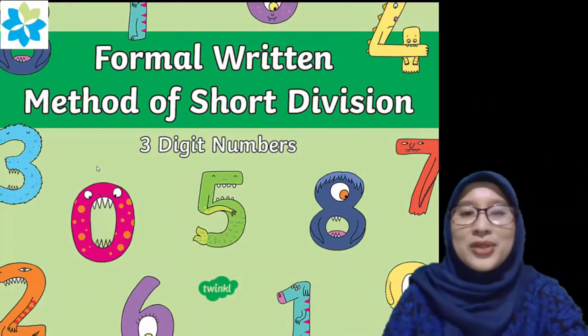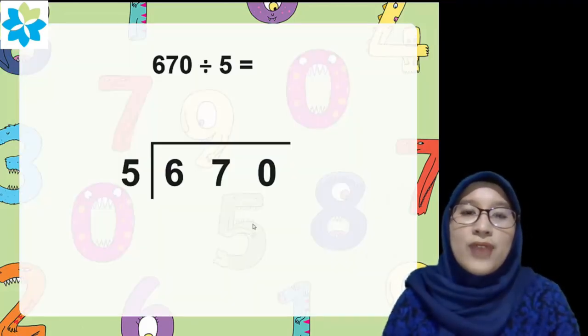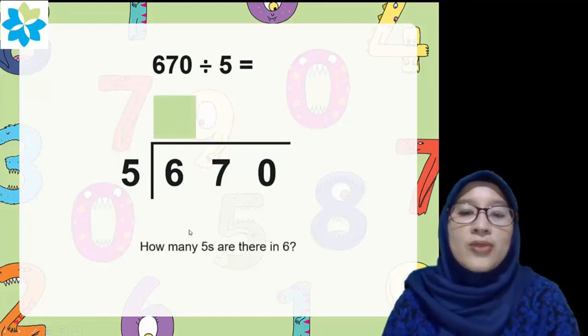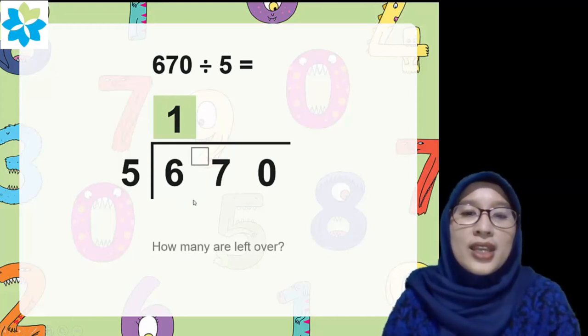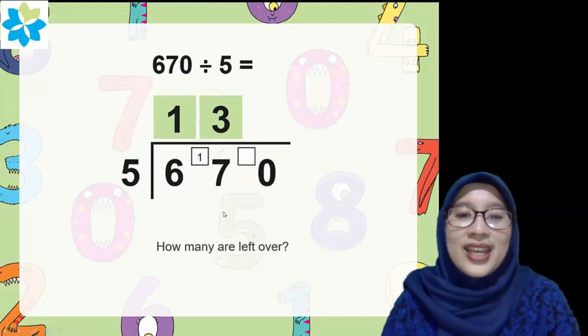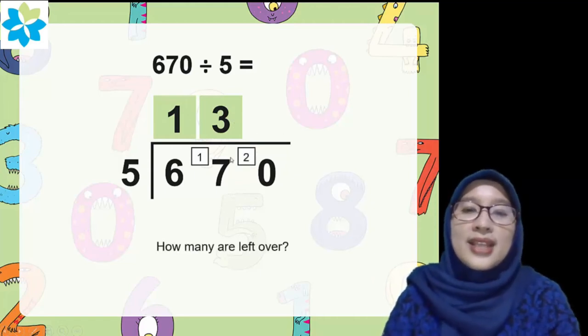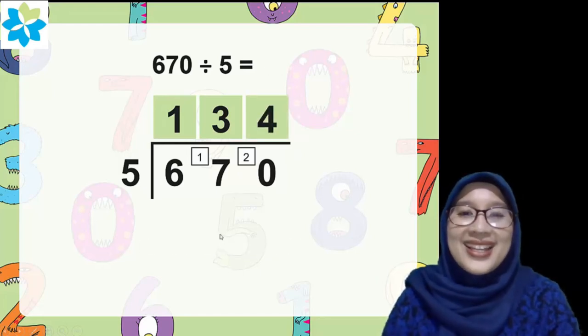Okay, next, now let's try to count the 3-digit numbers. Well, 670 divided by 5. Let's see the first digit. This is 6. And then let's count how many 5s are there in 6. Yes, only 1. 1 times 5 equals 5, and then we get 1 for the rest. Okay, this is 17. 17 divided by 5 equals 3, right? Because 3 times 5 equals 15. And we get 2 as the rest. And then let's count 20 here. 20 divided by 5 equals 4, right? Okay, so the result is 134.